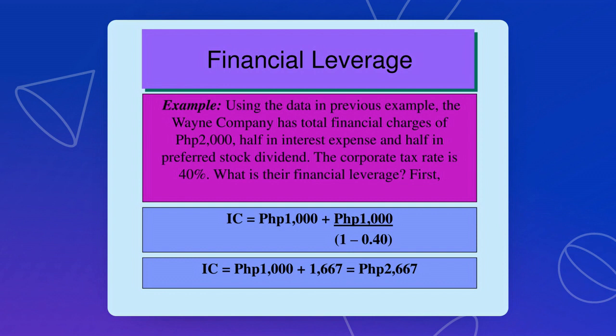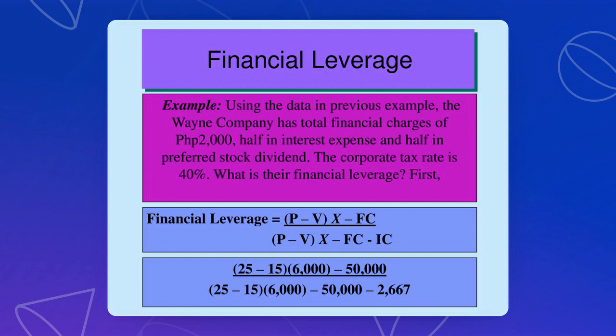There is no problem in terms of the interest. It is basically 1,000 already. But in terms of your preferred stock dividends, it has to be grossed up, that's why 1 minus 0.40. So how much now would be your interest charge? 1,000 plus 1,667. The interest charge is 2,667.